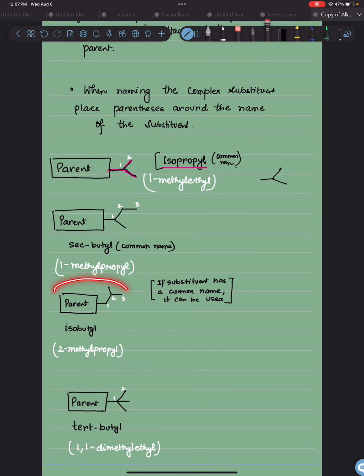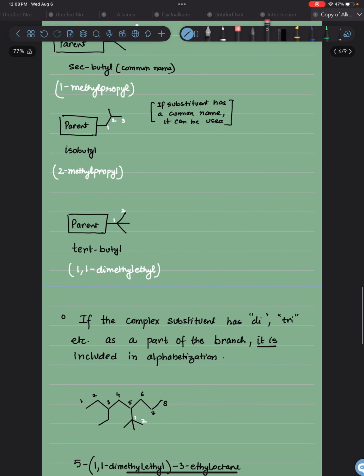This is isobutyl group, and the systematic name of this is 2-methyl propyl. The common name for this is tertiary butyl group, and the systematic name is 1,1-dimethyl. There are 2 methyls, so 1,1-dimethyl ethyl, and whatsoever the name of the parent is.